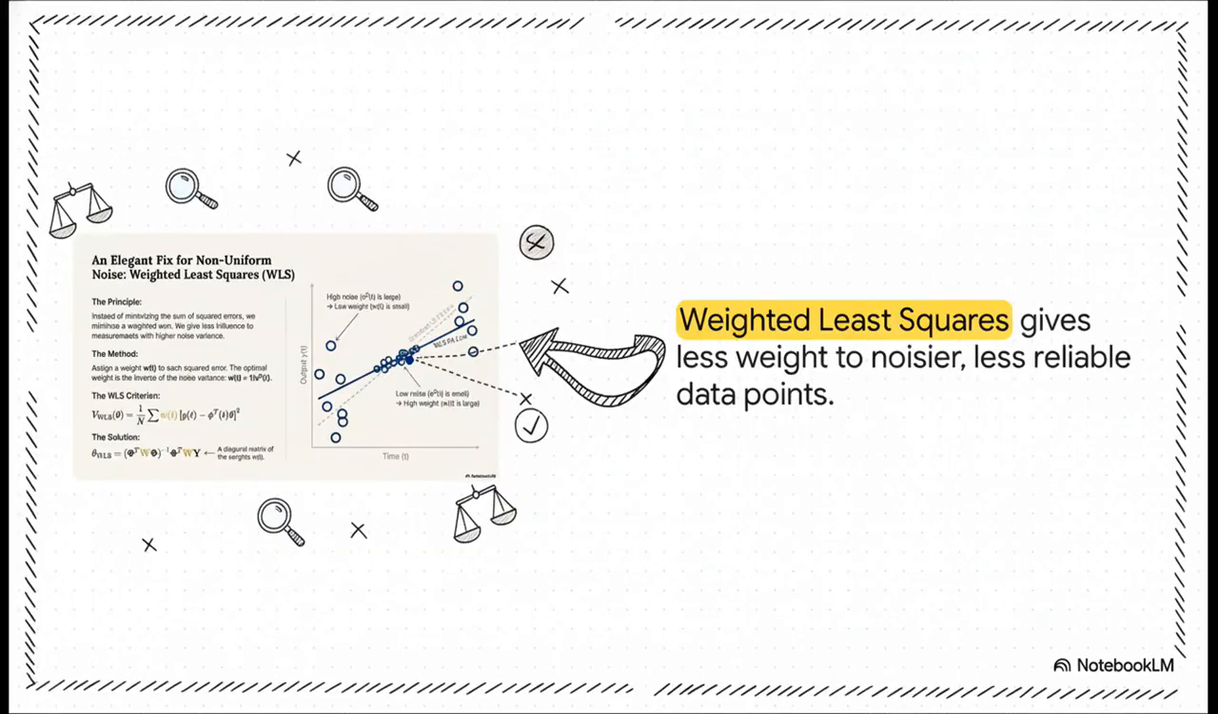Now, for that first problem, the non-uniform noise, we have a really elegant fix. It's called weighted least squares. And the idea is just super intuitive. Instead of treating all the errors equally, we give them weights. We tell the algorithm, hey, pay more attention to the measurements we trust and kind of ignore the ones that are super noisy. And you can see it in action. The WLS fit line gets pulled toward the clean, reliable data, correctly brushing off the influence of those noisy outliers.